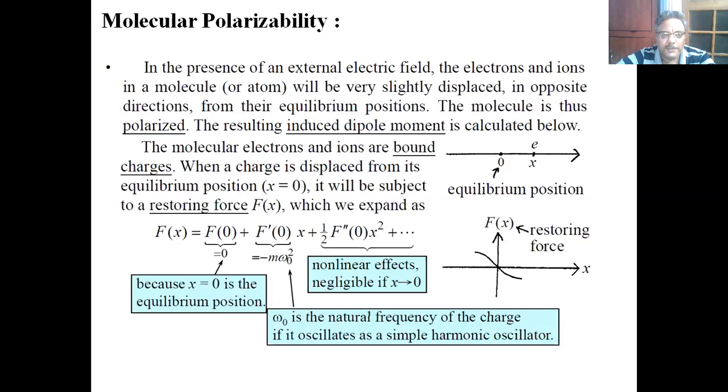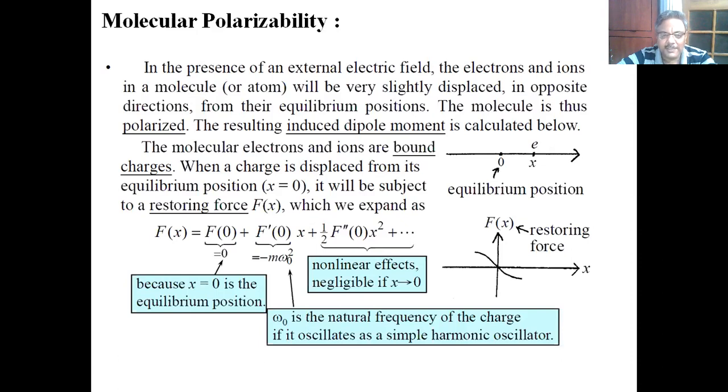Molecular polarizability. In the presence of an external electric field, the electrons and ions in a molecule or atom will be slightly displaced. Their position is perturbed, and this displacement is in opposite directions from their mean equilibrium position. The molecule is thus polarized. The resulting dipole moment we calculate. The molecular electrons and ions are bound charges.